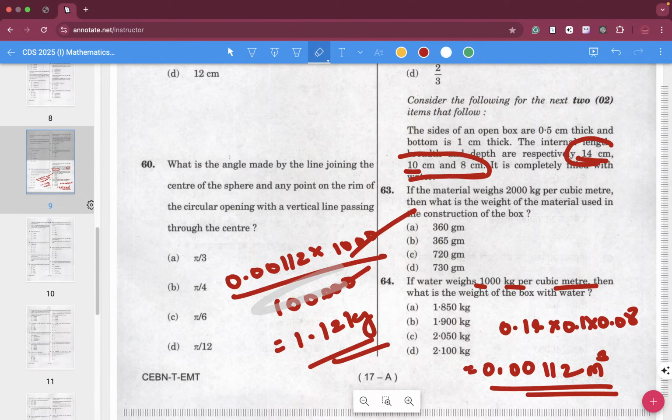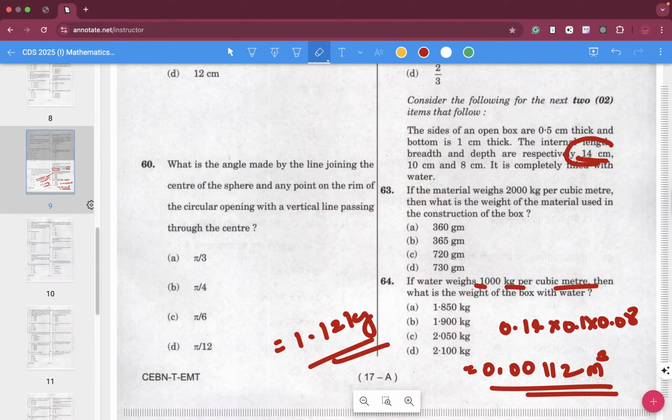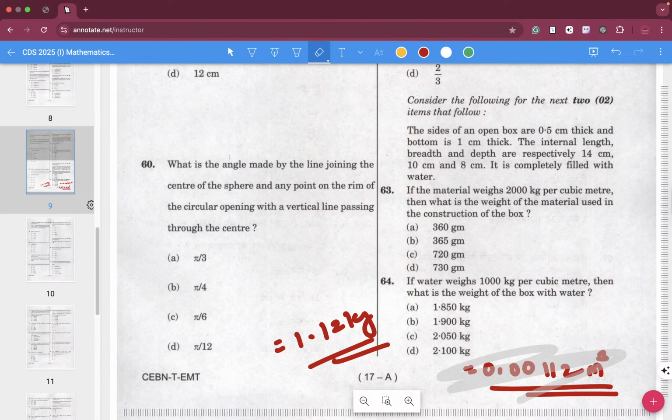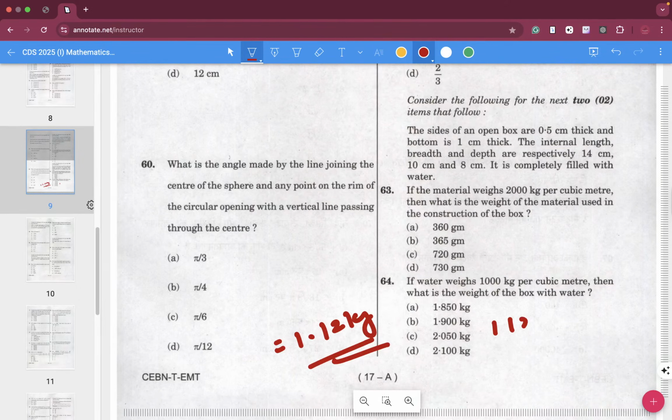Now if you know the weight of the water in that box is 1.12 kg, or otherwise 1120 grams, okay, now what does this value give? If the weight of the material is 2000 kg per cubic meter, then what is the weight of the material used in the construction of the box? The weight of the material will be one of these four options, isn't it?